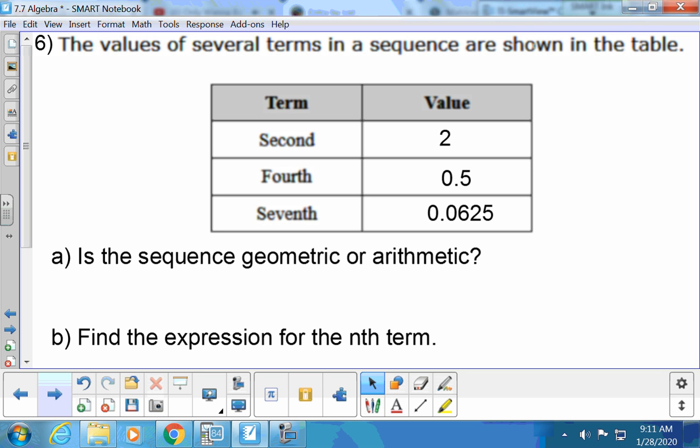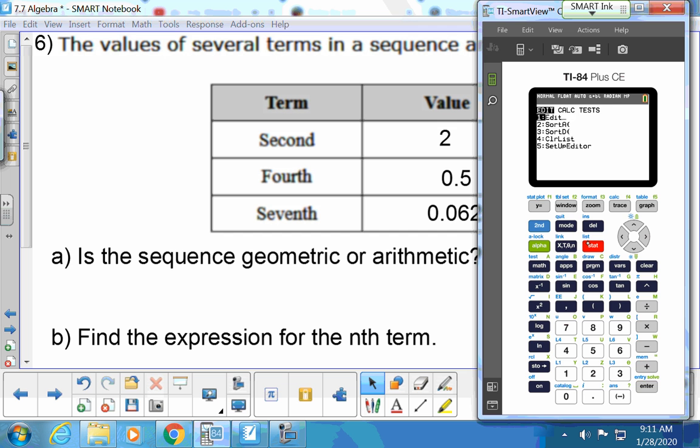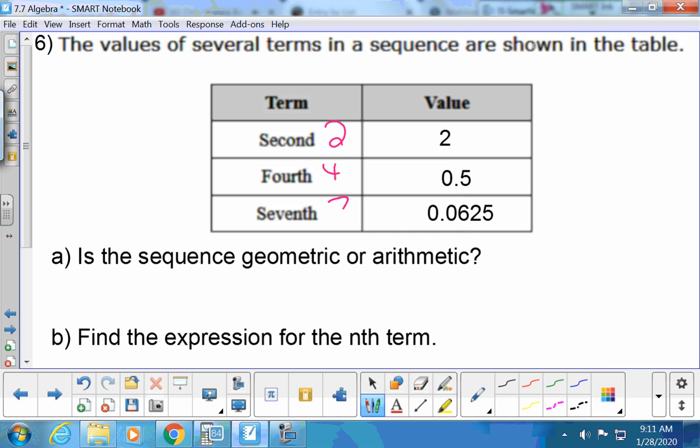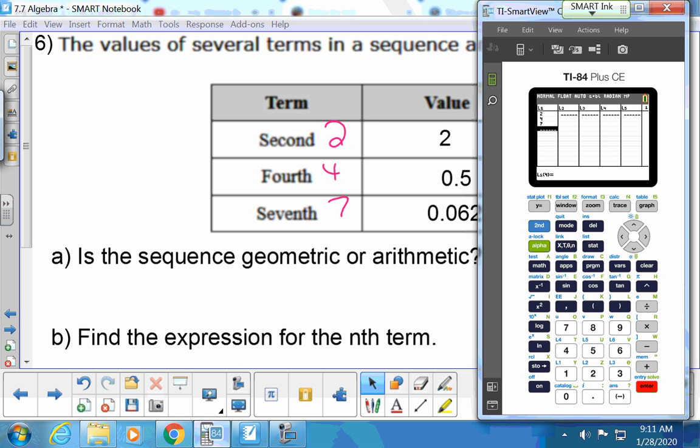Ken, what's your guess? My guess would also be geometric because of just how small the numbers are getting quickly. Okay? So let's get into Stat World and put these numbers in. Stat, edit. I'm going to clear my old numbers by going up top and hitting clear. You never want to go up top and hit delete, or you'll delete your L1 and your L2. So we have our second term, our fourth term, and our seventh term. They're calling it second, fourth, and seventh, so I'm putting in 2, 4, and 7. Does that make sense? They use words to describe what term it was.